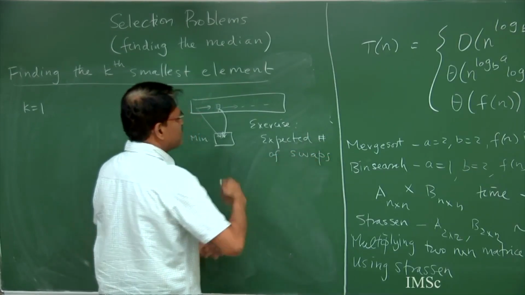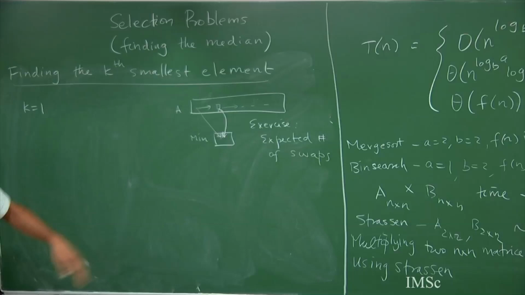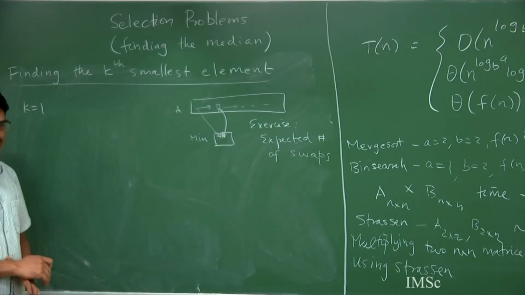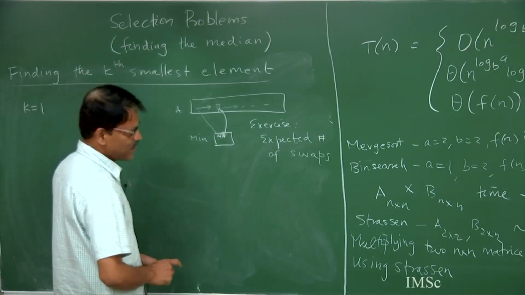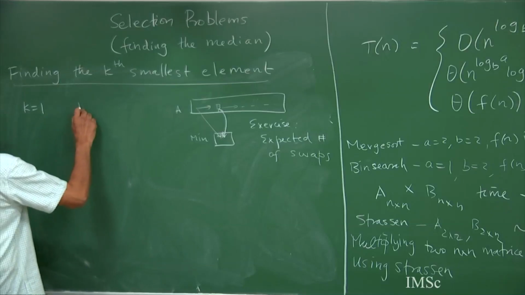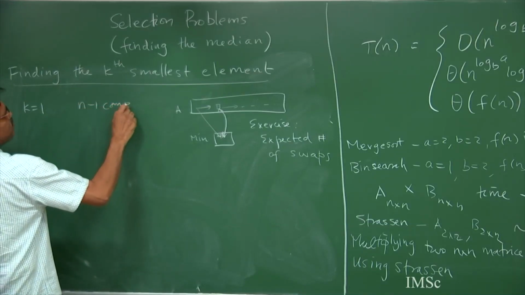I have to explain what expectation means and so on. So, this is not for everybody. Somebody who is going to be bored with the algorithm I am going to describe can try this exercise. Okay. So, k equal to 1, n minus 1 comparisons, and that is sort of the best.